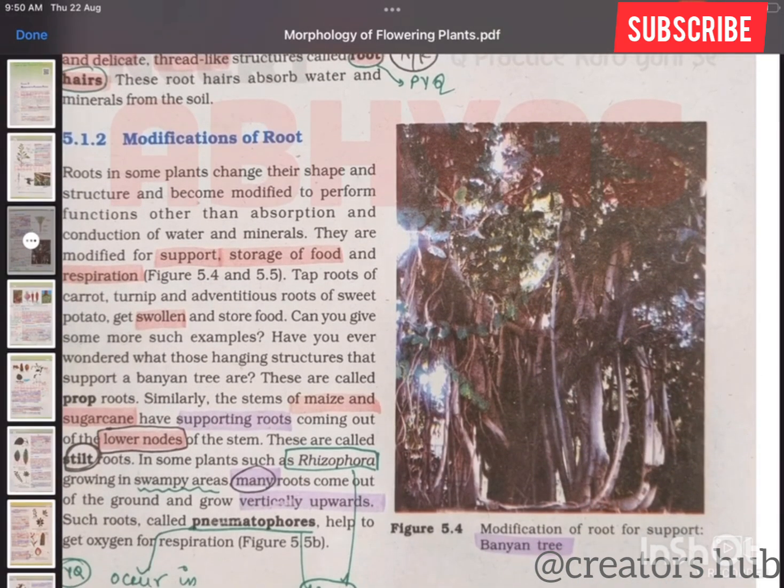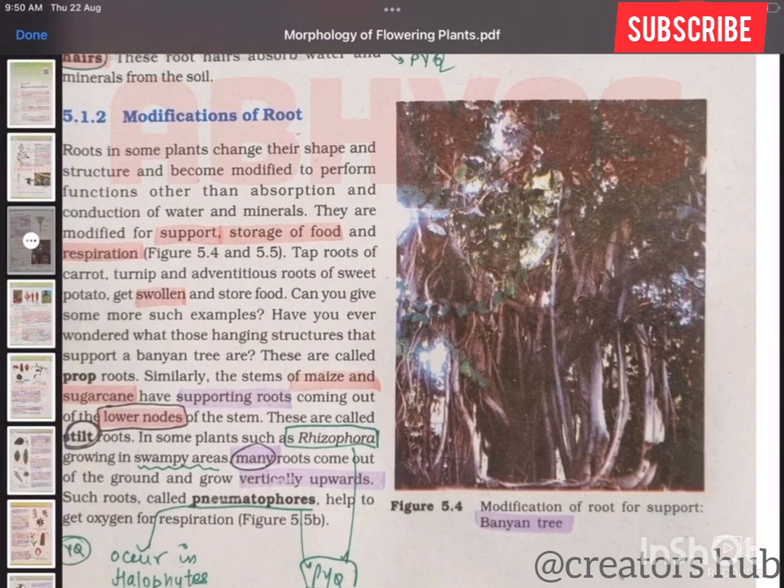Modification of root. Roots in some plants change their shape and structure and become modified to perform functions other than absorption and conduction of water and minerals. They are modified for support, storage of food, and respiration. Tap roots of carrot and turnip and adventitious roots of sweet potato get swollen and store food.